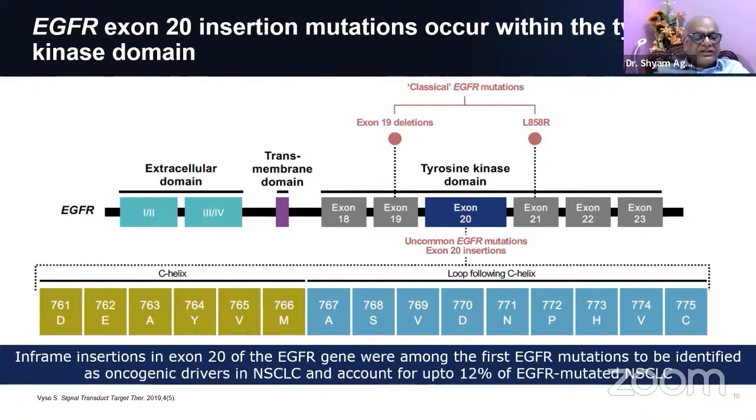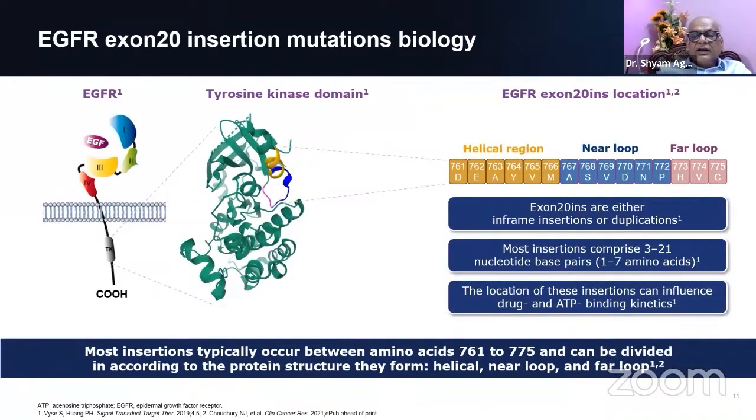So in-frame insertions in exon 20 of EGFR gene were among the first EGFR mutations to be identified as oncogenic drivers in NSCLC and account for about 12% of EGFR mutated NSCLC. So the next slide also gives you these are various sites where the tumor, as you can see, in the helical region, in the near loop region, and in the far loop region.